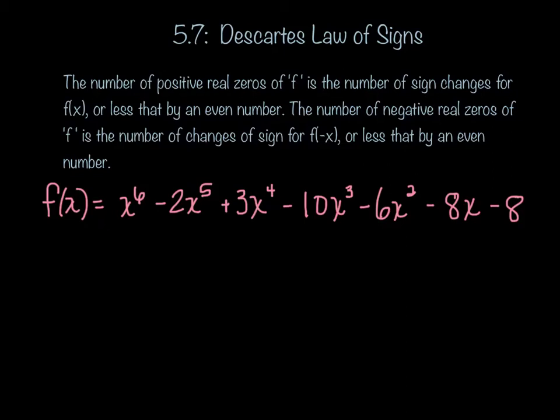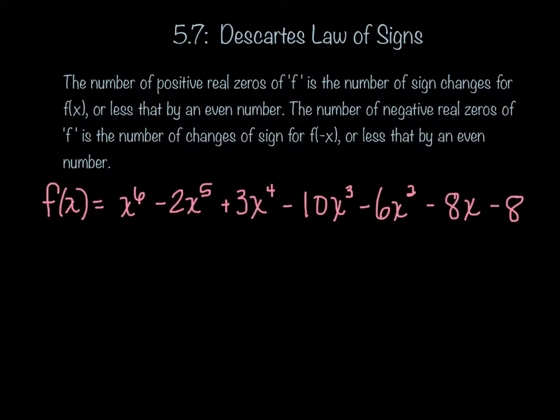This is part 2 of the 5.7 video series. We're going to be discussing Descartes' Law of Signs, which says that the number of positive real zeros of the function is the number of sign changes for f of x, or less that by an even number. The number of negative real zeros of the function is the number of sign changes for f of negative x, or less that by an even number.